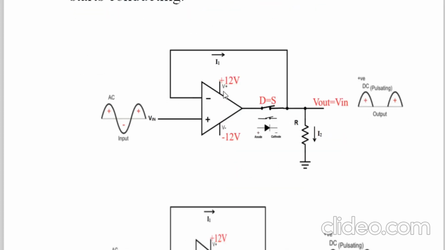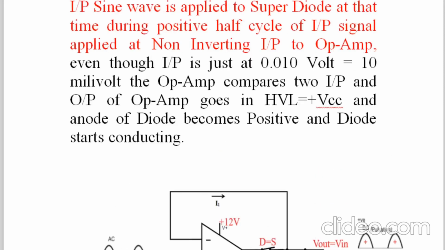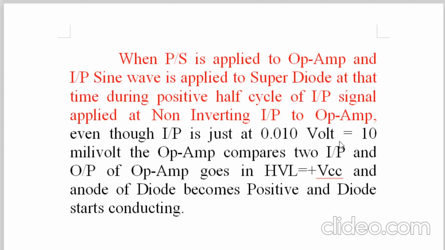As soon as we apply the plus 12 volt and minus 12 volt power supply to the op-amp and an input signal, the input signal starts increasing in the positive direction, because first the positive half cycle will come, then the negative. So the input signal will start from 0 volt. When it reaches just 0.01 volt, what does 0.01 volt mean? 0.01 volt is equal to 10 millivolt.